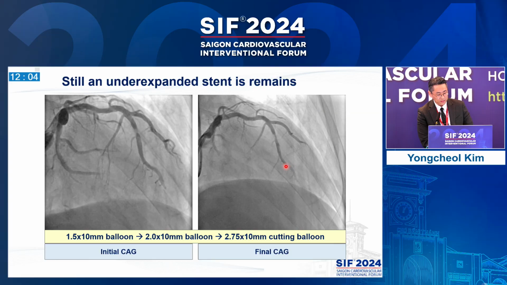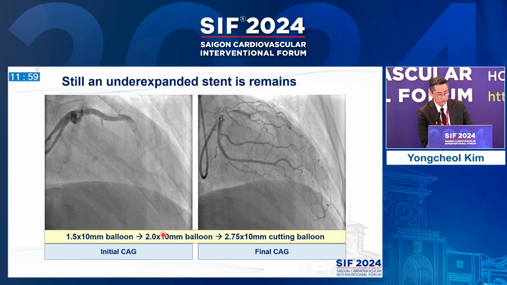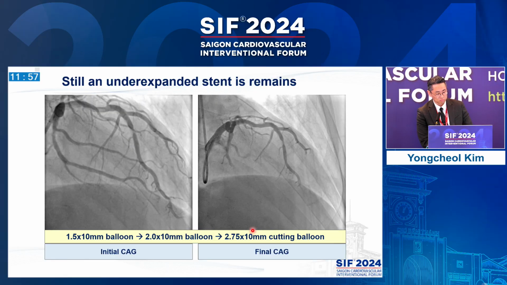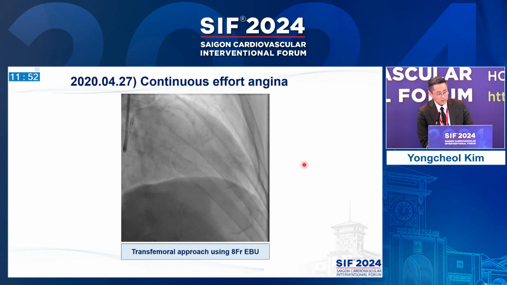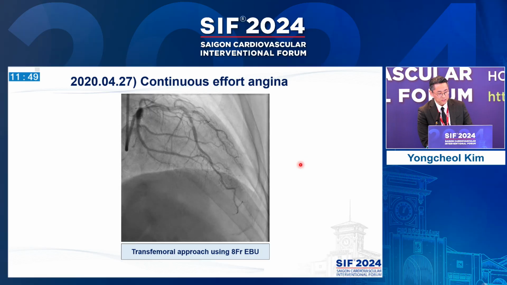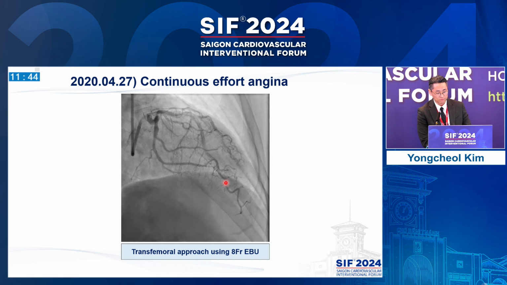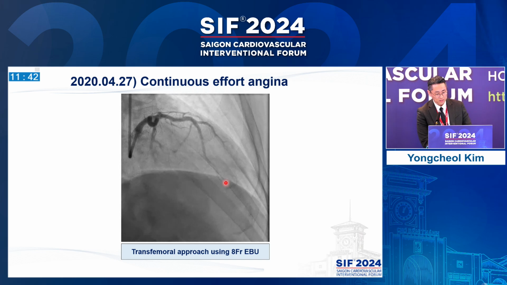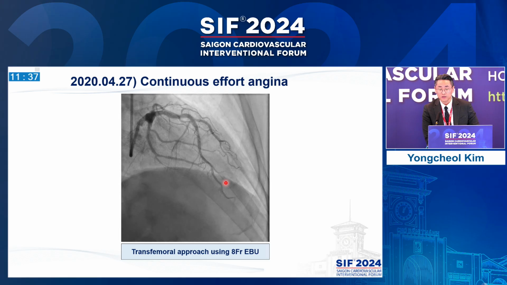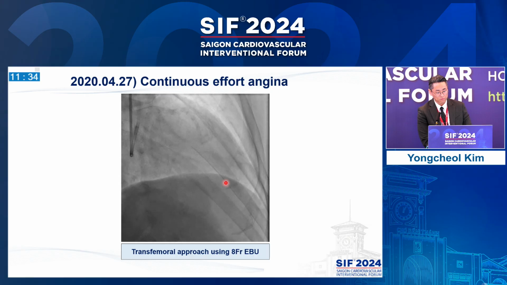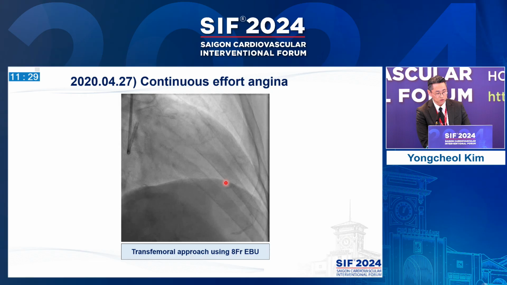So the operator again tried to fix it using a small size balloon and a cutting balloon, but the result was not good, as you can see. As we expected, the patient complained of continuous effort angina, and finally he visited the outpatient clinic in our hospital. After review of the previous angiography, I planned to perform PCI via femoral approach using an 8 French EBU guiding catheter.